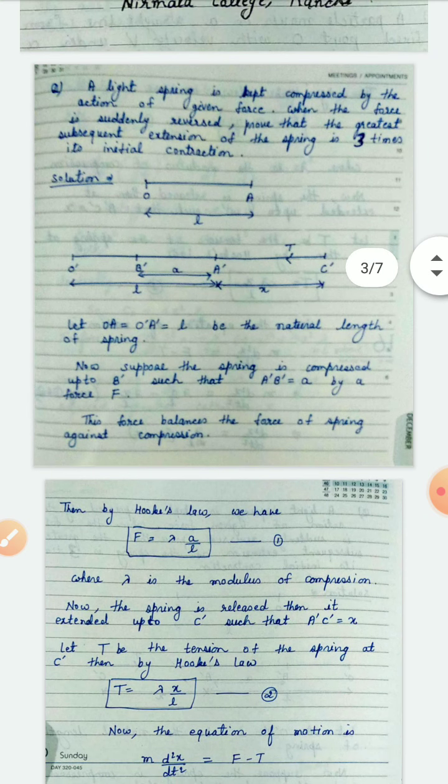So the first one is: a light spring is kept compressed by the action of a given force. When the force is suddenly reversed, prove that the greatest subsequent extension of the spring is 3 times its initial contraction.